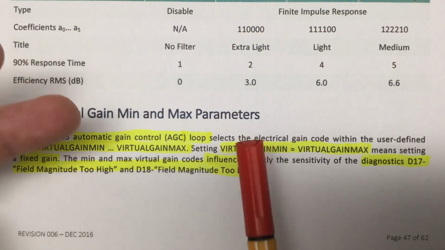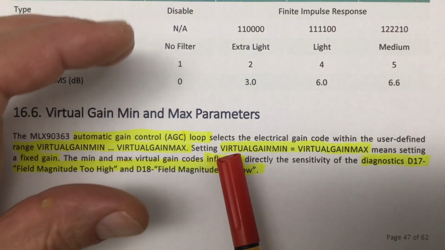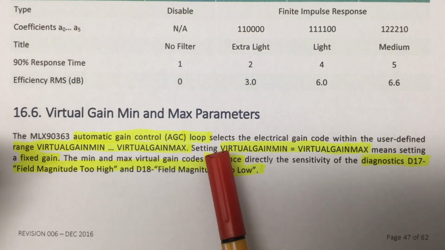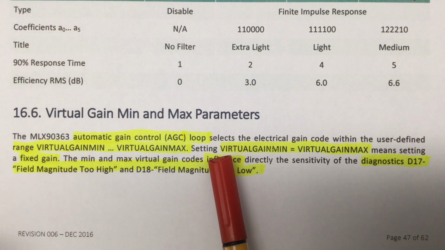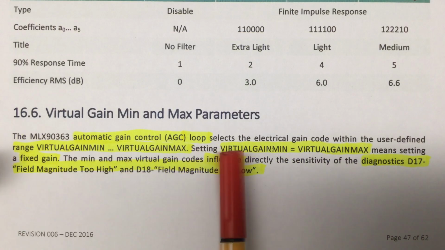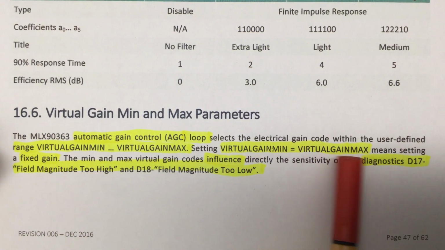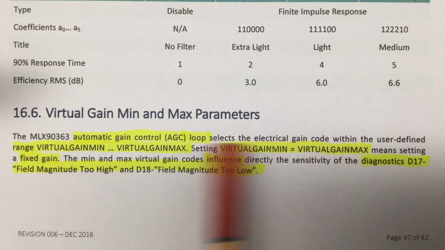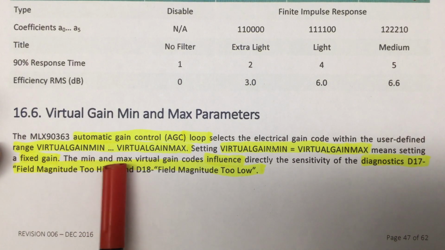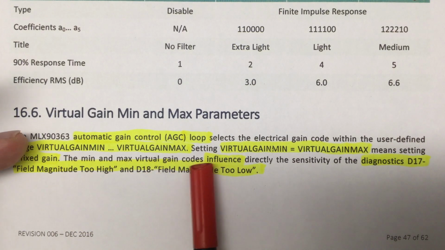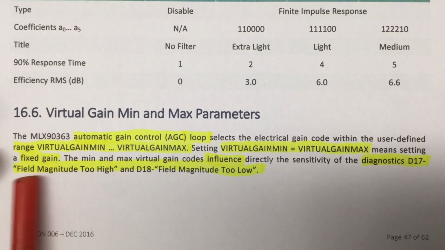Many microphones have an automatic gain control, so if you speak very quietly, then the gain is increased and it gets louder again. But when you speak very loud, the gain is reduced again automatically, so that you are at an almost constant decibel level. The electrical gain code, that's probably a multiplier going into that automatic gain loop, is limited to a range within VIRTUALGAINMIN and VIRTUALGAINMAX. If you set VIRTUALGAINMIN equal VIRTUALGAINMAX, then you have a fixed gain.